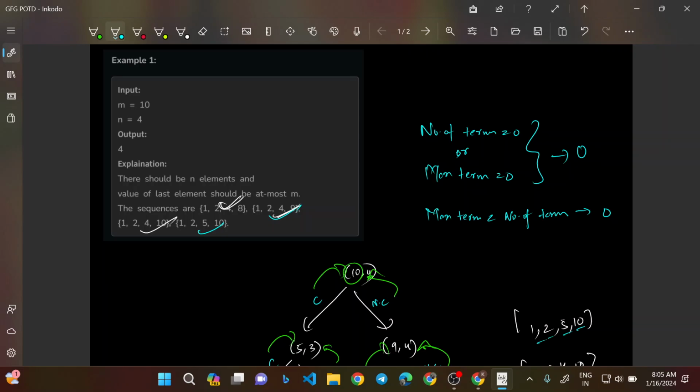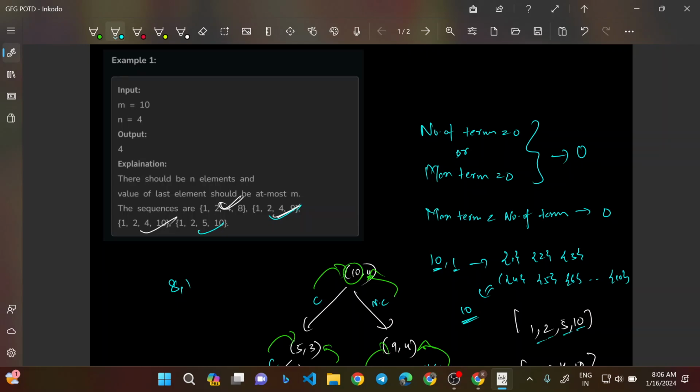Let us assume I'm asking you: the maximum value that you can use is 10 and the number of terms of the sequence is 1. So in that case, what are all the possibilities? I can have 1, I can have 2, 3, 4, 5, 6, it goes on, I can have 10 as well. So how many are possible? Total 10 possibilities, right?